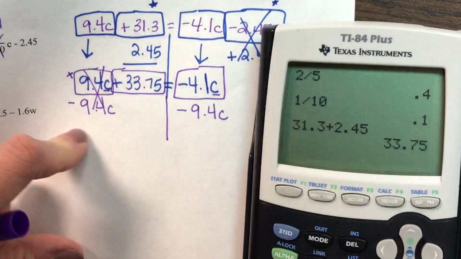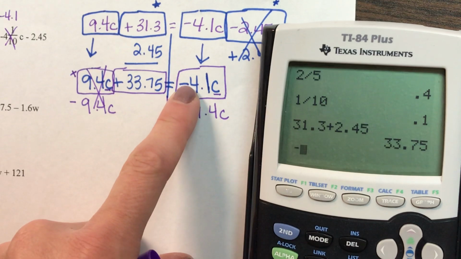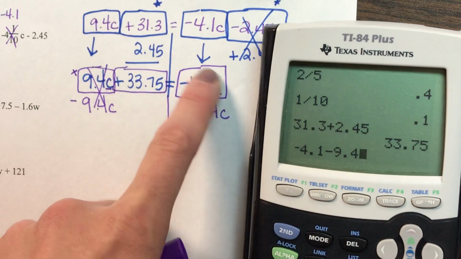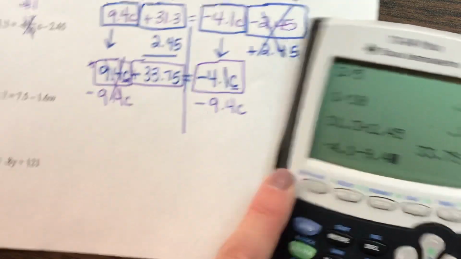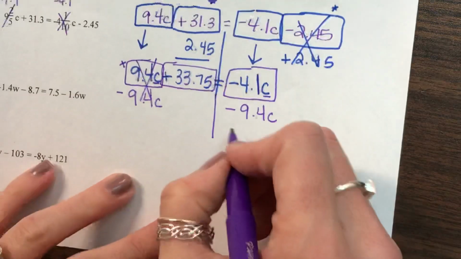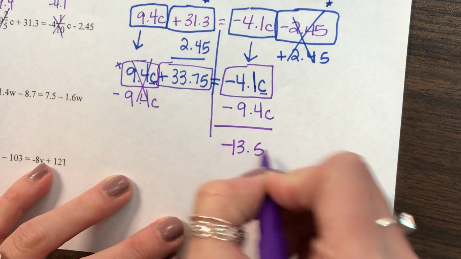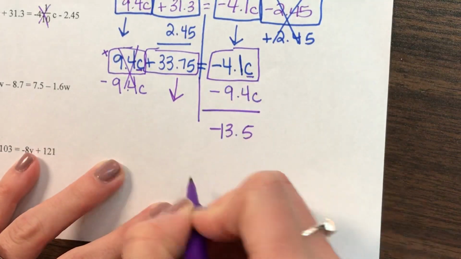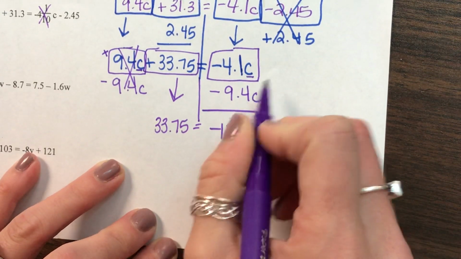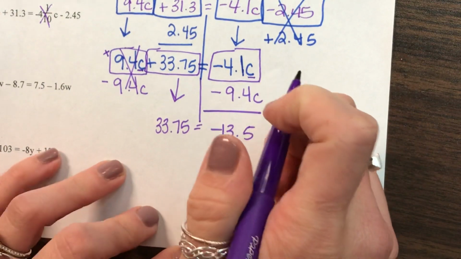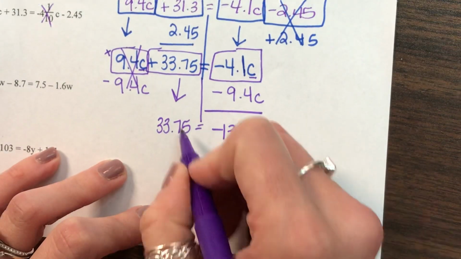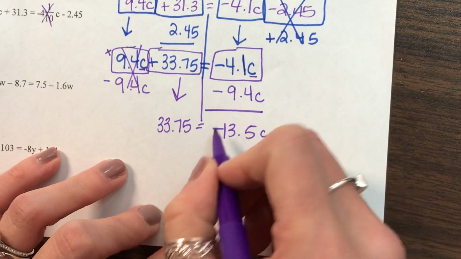So in my calculator, I need to write it just like that. Negative 4.1 minus 9.4. And whatever's on top over here when you're moving something, that's what needs to go in the calculator first. So negative 13.5. Okay, and then bring down what's left. Okay, and don't forget your letter. A lot of people do that and then they don't know which one they're dividing. So negative 13.5C.